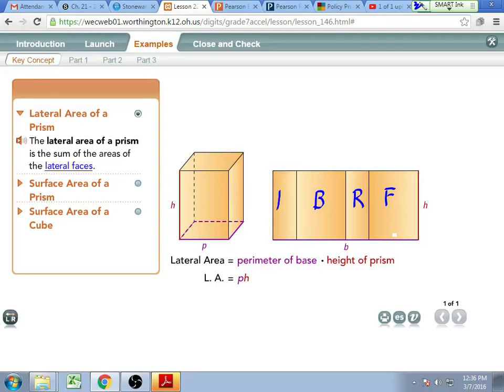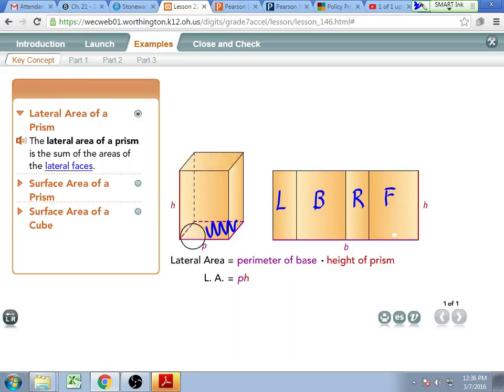And instead of using sides, now we use faces. So we see that we have these 4 faces that make up all the sides of my shape that go from the one base to the other base. So notice we're not including this face and we're not including this face. We're only including the faces that wrap around the shape.